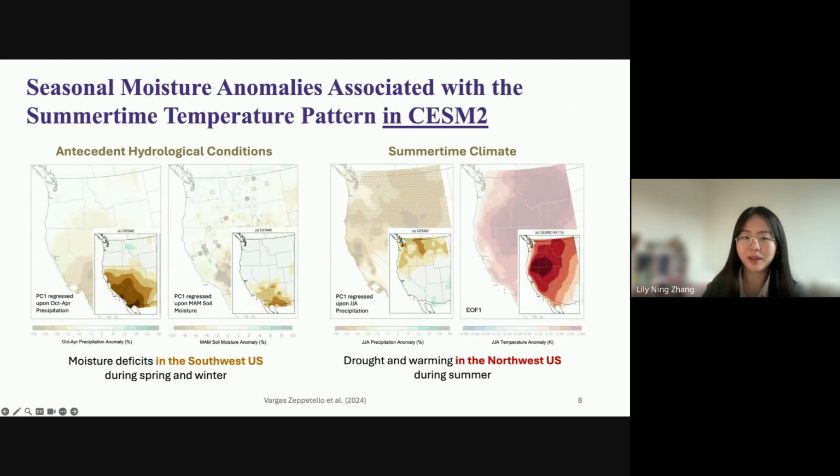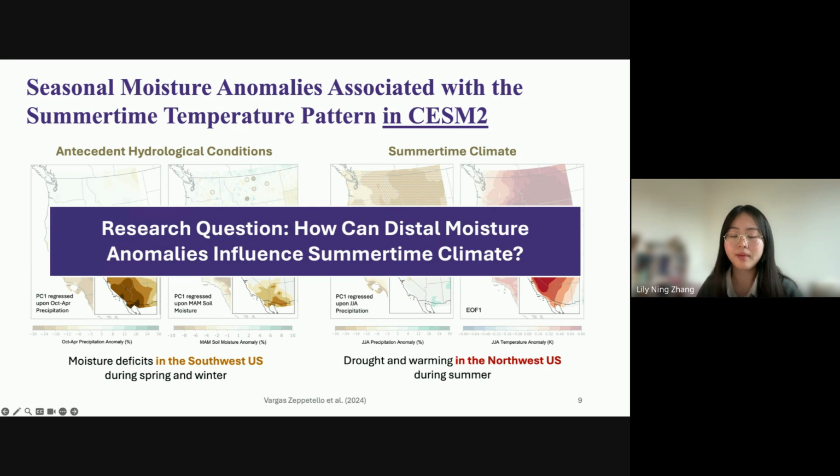What might be a really nice result in today's session, where we're hearing a lot about how models don't capture things well, is that actually the CSM captures this relationship between antecedent hydrologic conditions and summertime climate quite well. It's not only the CSM, there's a few other GCMs which aren't pictured. They all capture this relationship between moisture deficits in the Southwest during spring and winter, and then subsequent warming and drying in the Northwest US during summer.